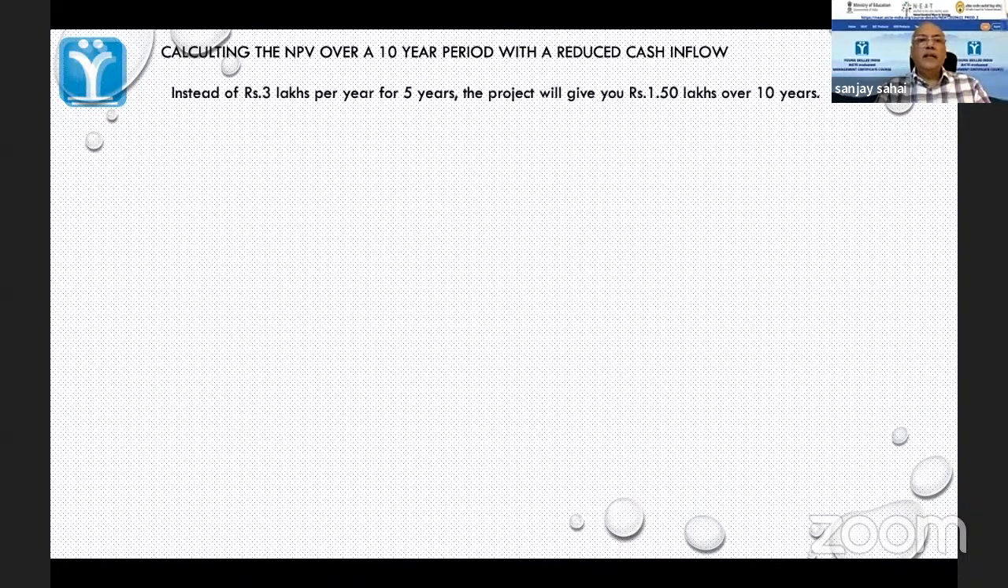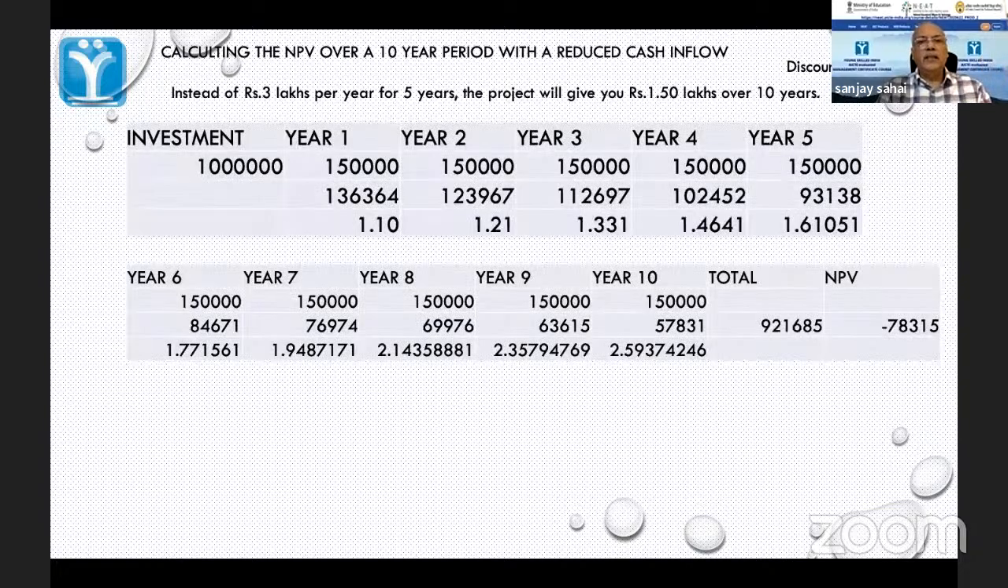So let's say that instead of 3 lakhs per year for 5 years, the project gives me 1.5 lakhs over 10 years. So the total amount that I actually receive in terms of inflows is still 15 lakhs. So which is better then? And why? And the opportunity cost is again 10%. So now look how this works. If I take it over a 10-year period, if I spread this over a 10-year period, I again use the same discounting method.